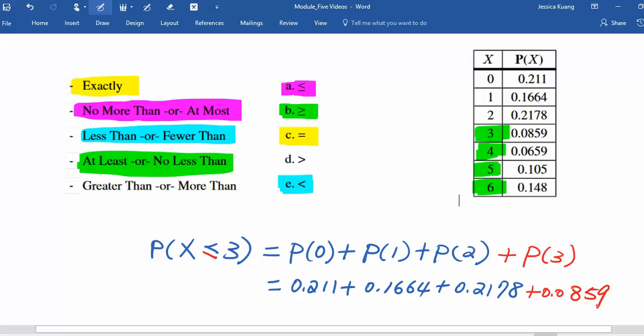So hopefully this video helps you with translation from an English phrase to a mathematical symbol like this. And you will see this again and again until the end of the semester. Enjoy this and have fun with your homework.